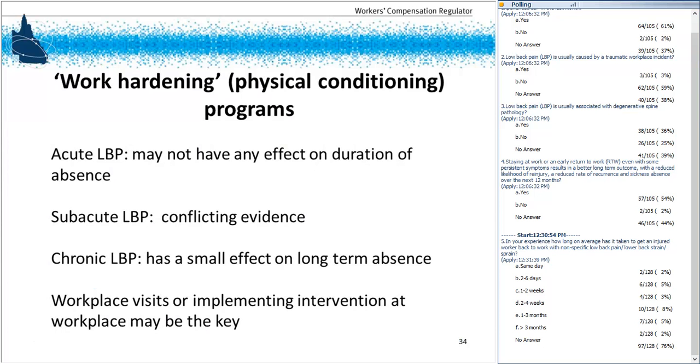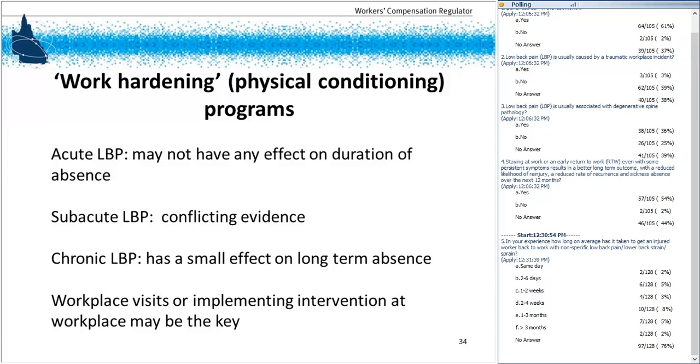I think it's also worth briefly touching on work hardening or conditioning programs. We hear of them and we often see them being implemented. Now, there are some published studies that report on the effectiveness of these interventions. And the sorts of interventions mainly involve a combination of graded exercises, so work-related graded exercises that aim to increase back strength and flexibility and general fitness, together with a set date for return to work. And in fact, it's of relevance to today's group. It may actually be that the inclusion of workplace visits or the implementation and support of the intervention at the workplace may be the component that renders the conditioning program most effective.